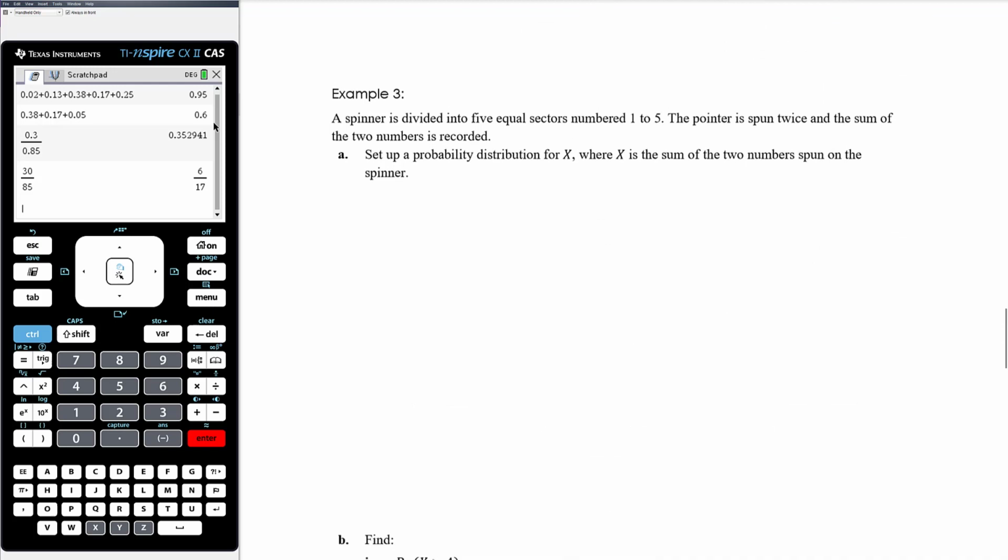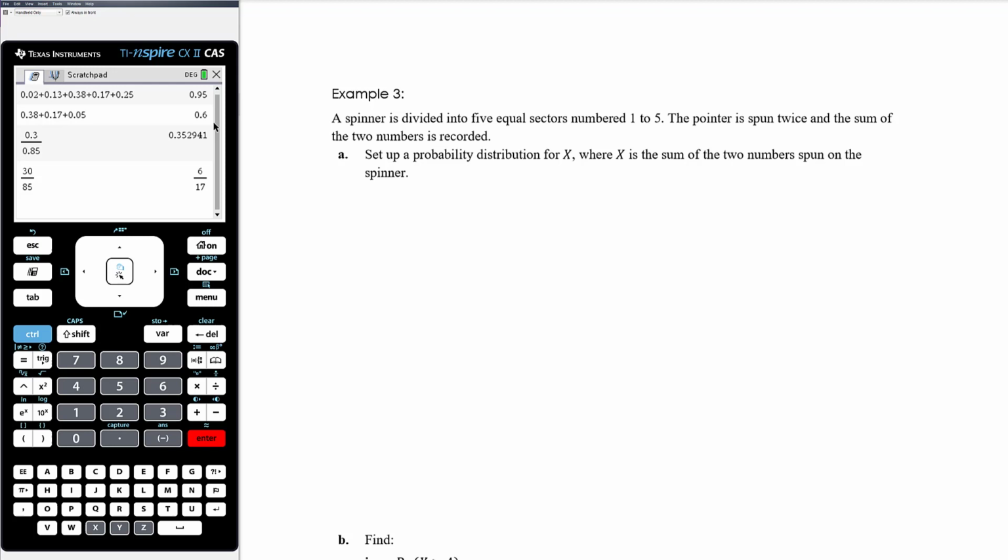Okay, example 3. A spinner is divided into 5 equal sectors numbered 1 to 5. The pointer is spun twice, and the sum of the two numbers is recorded. Set up a probability distribution for x, where x is the sum of the two numbers spun on the spinner. Okay, so we need to be able to think about what are the possible values of x, and this is where working with discrete random variables requires you to use the skills of general probability that we've reviewed in the last couple of videos. So tree diagrams, tables, all those sorts of things that are going to allow you to work out what are the probabilities that go into my probability distribution.